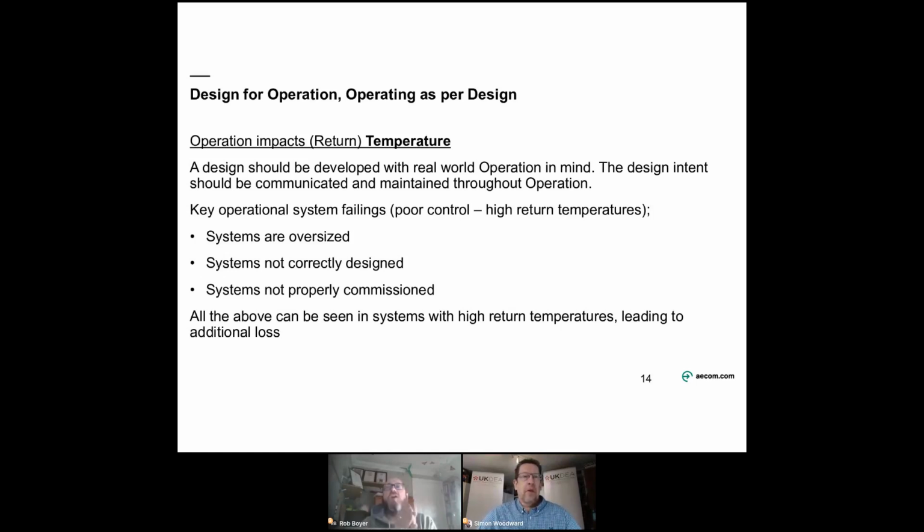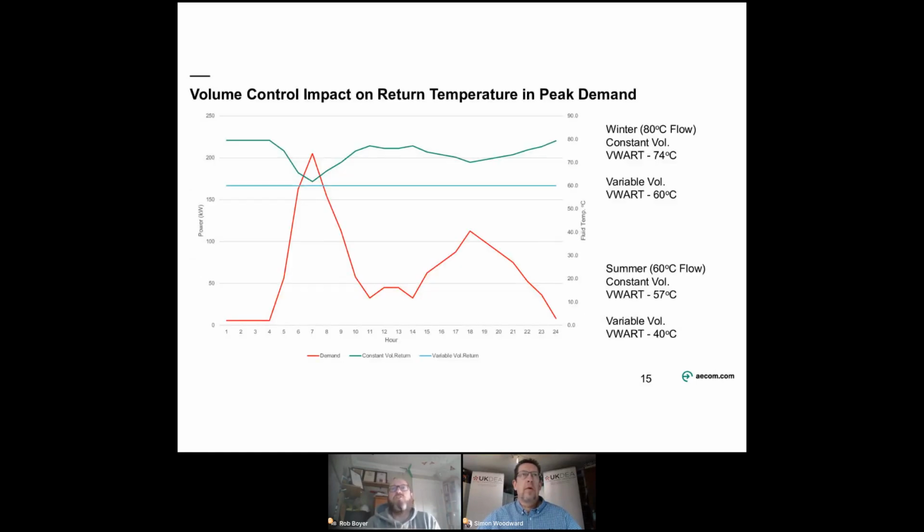So return temperatures is usually a key area where we can see systems may have been designed right but aren't operating right. But I think we need to be fair to operators and they can only play with the tools they've got. And poor commissioning tends to be a big stumbling block because, again, things are commissioned as components, not as systems. Just as an indication of what that would look like, and this echoes Richard's comment about not enough frequency of data, this is hourly data, not even sub 15 minutes.